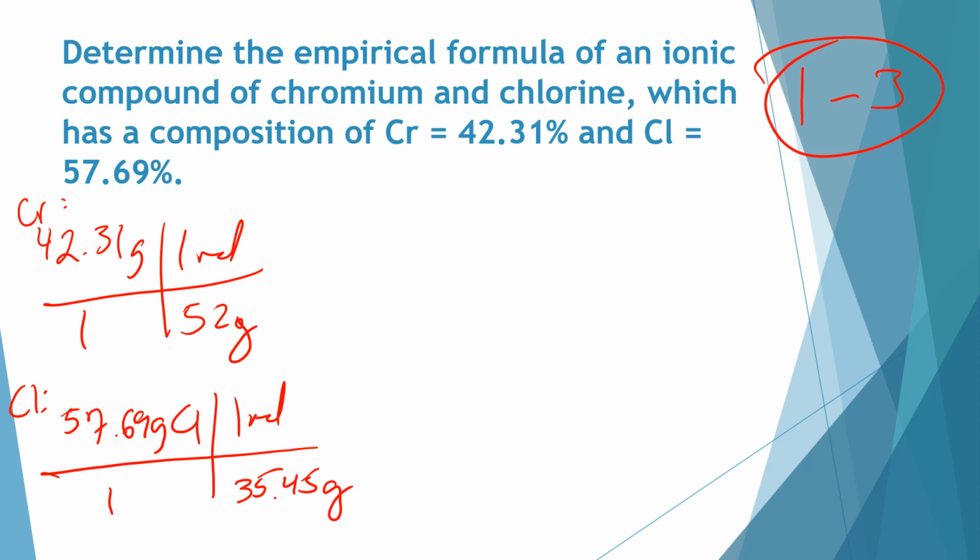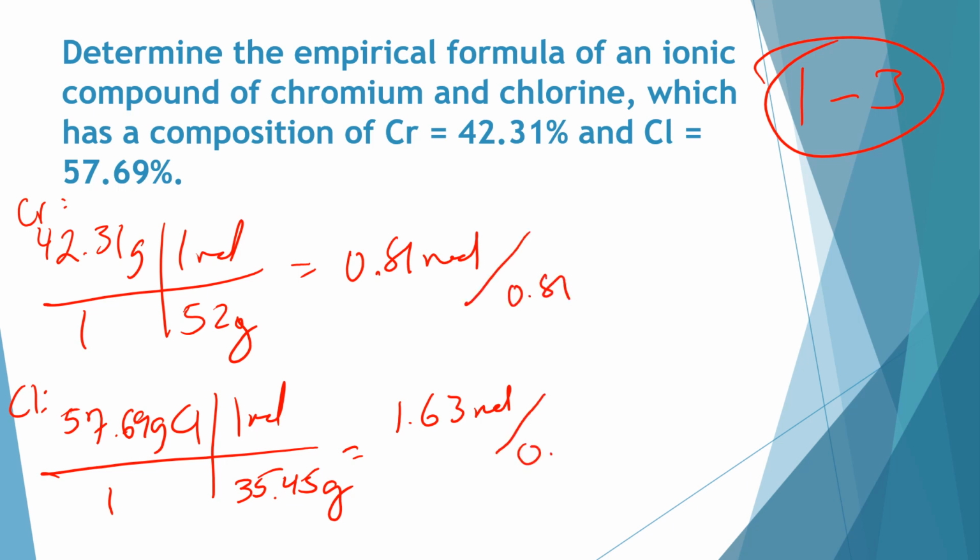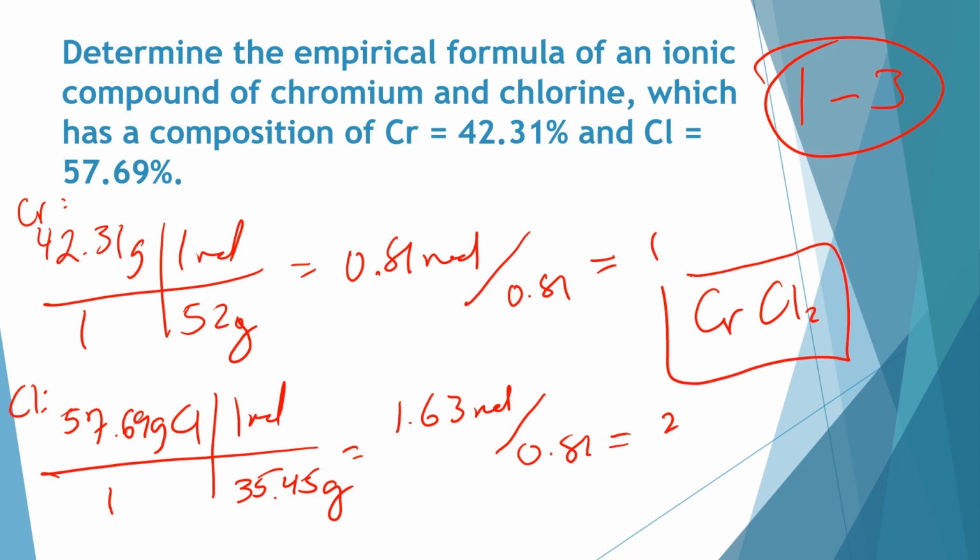Okay, so I'll divide the two, and I end up with approximately 0.81 moles of chromium, and then 1.63 moles of chlorine. Step 2 is to determine the ratio of the moles. Divide both of them by the smallest number of moles, 0.81 for each. You end up with 1 and 2. They're really close to 1 and 2. So then you just get your formula, CrCl2. That's it.